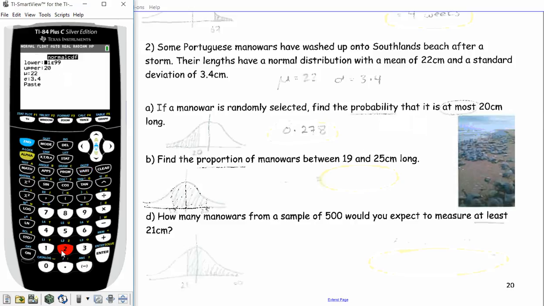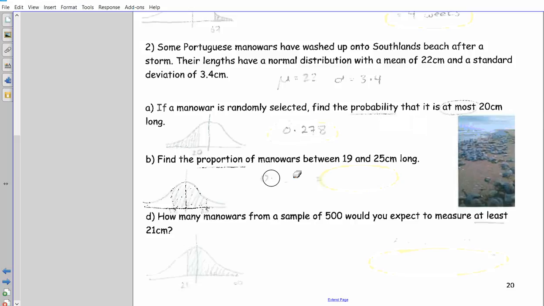So let's go back, clear second vars. Normal CDF, select the second one. Our lower bound is 19, according to the question. Our upper bound is 25. Again, just check you're definitely putting in the right numbers. The mean is still 22, and our standard deviation is still 3.4. Let's plug that in, and we get 0.622.